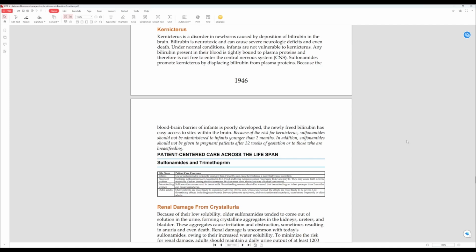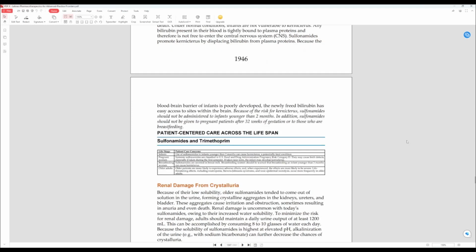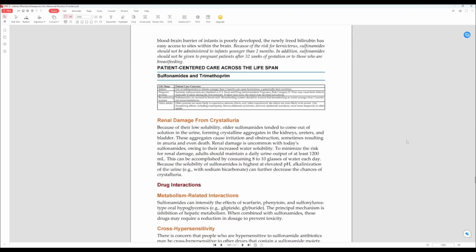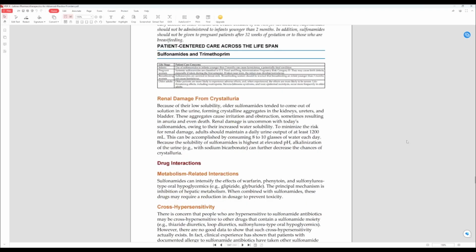And in addition, sulfonamides should not be given to a pregnant patient after 32 weeks of gestation or to those who are actively breastfeeding. Which brings us to our patient-centered care across the lifespan. A good spot to hit pause so you can read up on sulfonamides and trimethoprim.